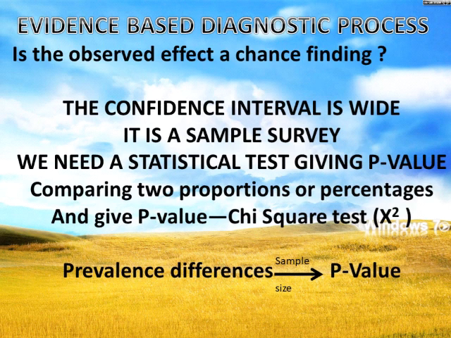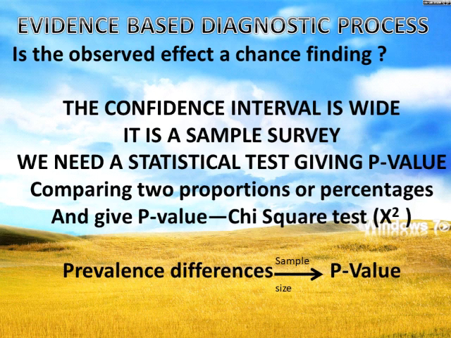The confidence interval is wide. It is in the summary. We need to have a statistical test to get the comparison. So whenever you have a large confidence interval, you go for finding out the p-value, and then that is done by the chi-square test. The prevalence difference, depending on the sample size, will give you the p-value.